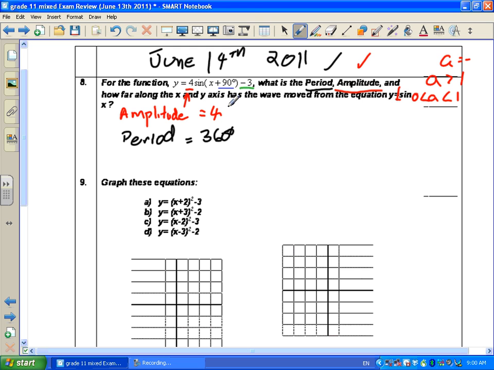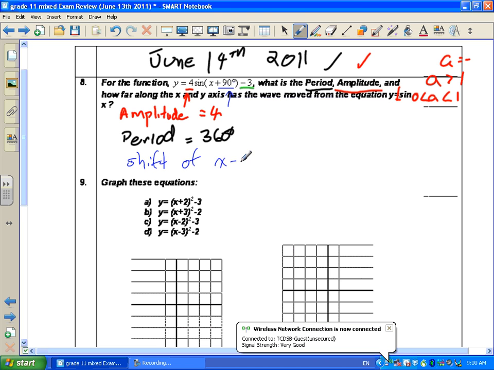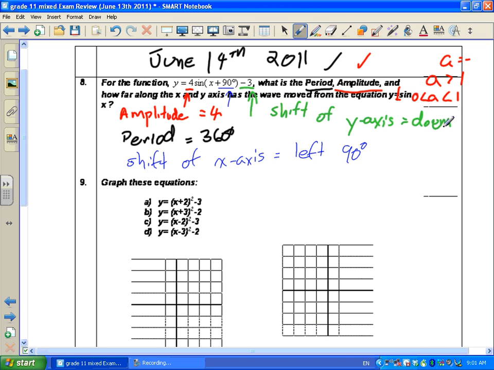So first of all, our H, which is plus 90 degrees, deals with movements along the x-axis. So shift on x, what is it, Joe? That's right. Because it's a positive, we go in the negative direction. So we go left 90 degrees. And finally, shift on the y-axis. What is it again, Joel? Yeah, shift it down 3 units. D-O-W-N, 3 units.